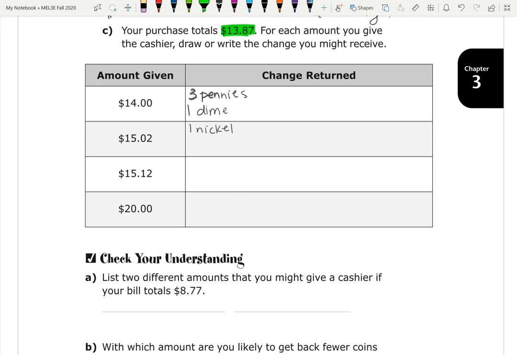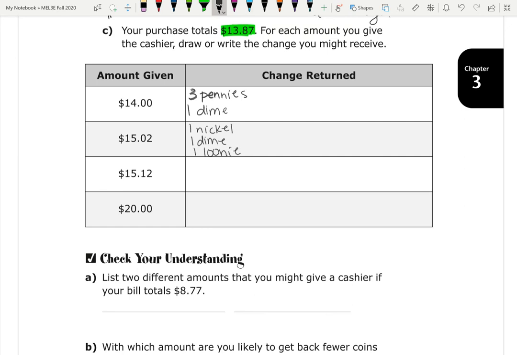Okay, so 13.87 plus 5 is 13.92. And then 13.92 plus 10 cents would bring you to 14.02, and then 14.02 plus 1 loonie would bring you to 15.02.